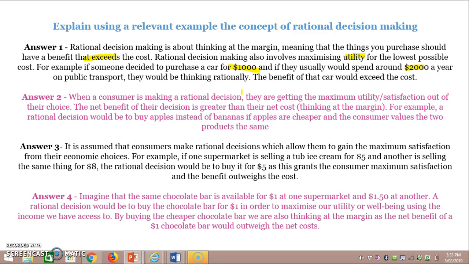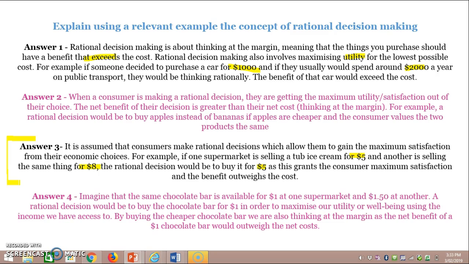Another good example here would be if you assume that consumers make rational decisions which allow them to gain the maximum satisfaction from their economic choices. For example, if one supermarket is selling a tub of ice cream for $5 and another is selling it for $8, the rational decision would be to buy it for $5, as this will maximize your utility. That's a great example. It's best to use the same product and show a rational decision. The easiest way to go about these questions is to choose the same product and say that choosing the cheaper one is more rational because there's a bigger gap between benefits and costs.